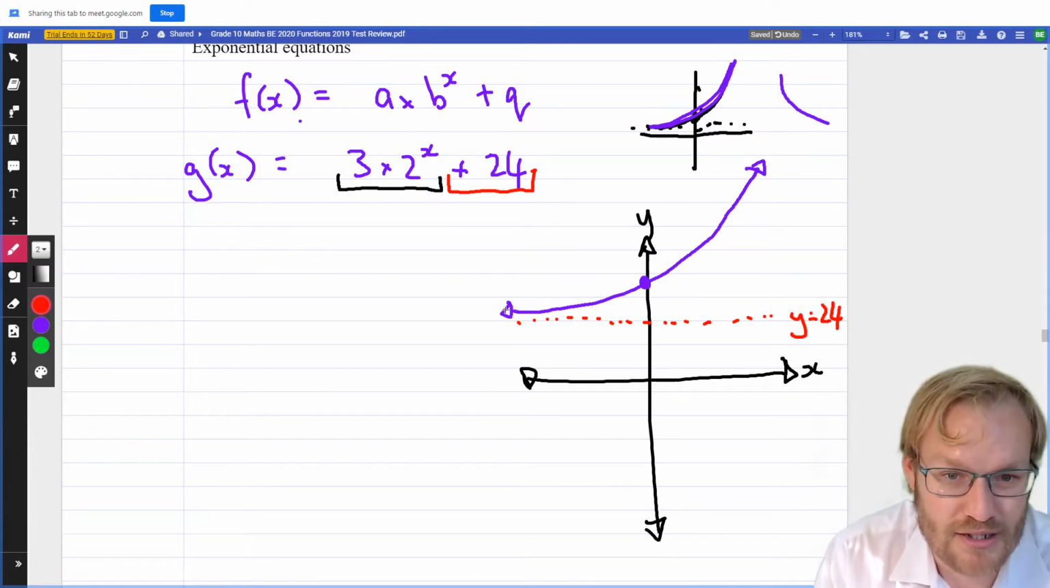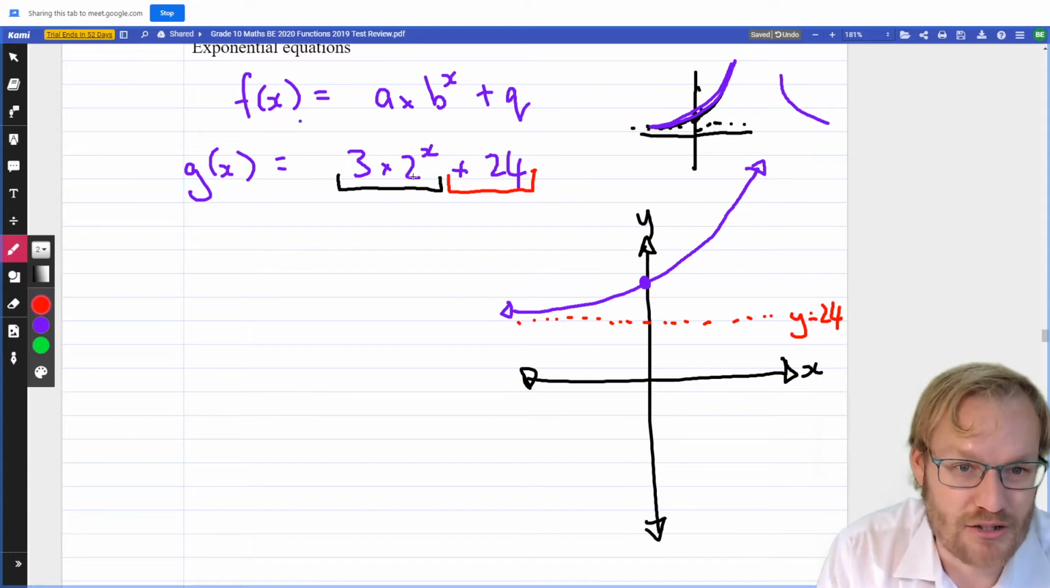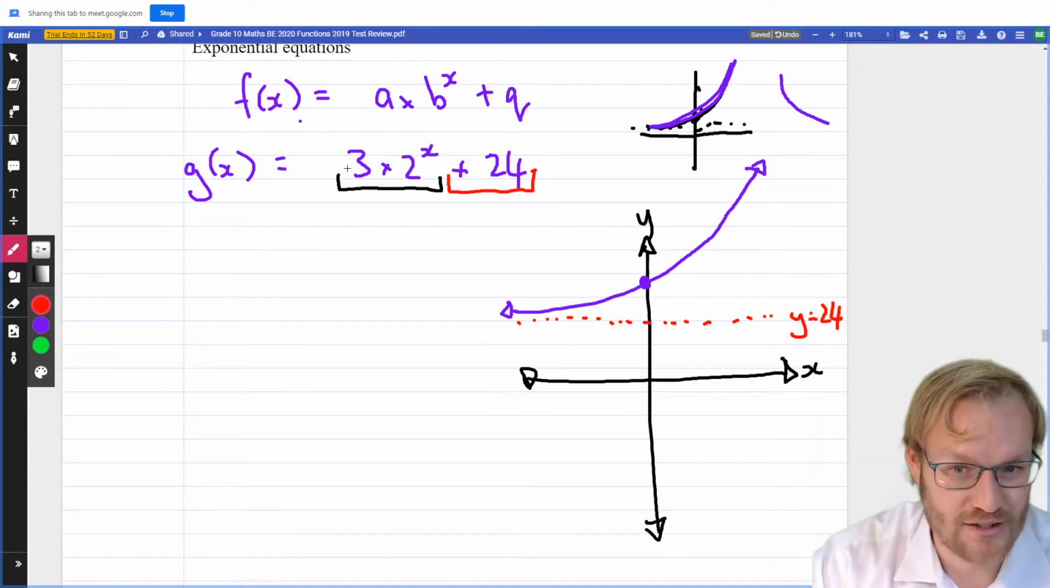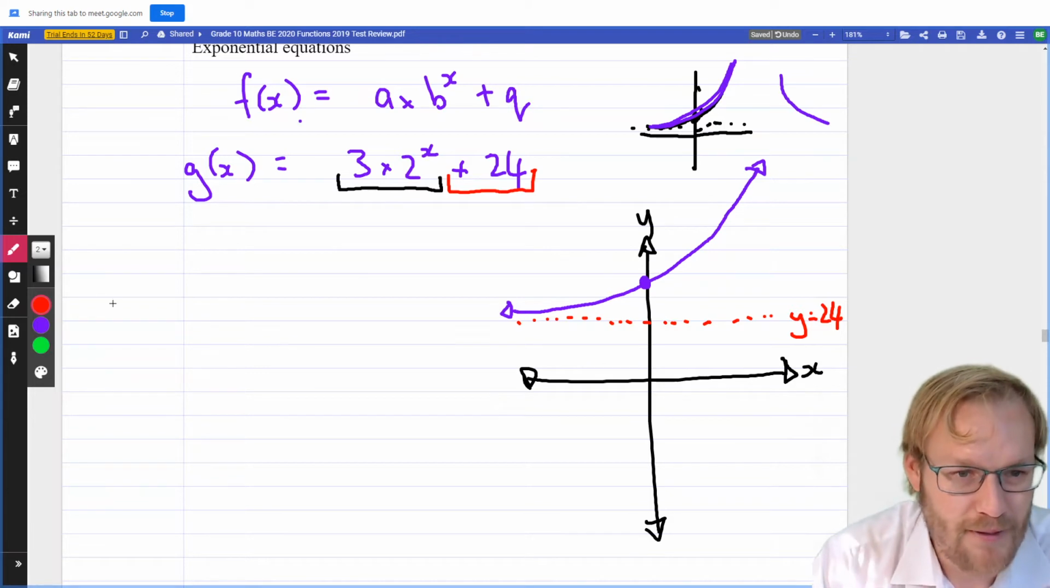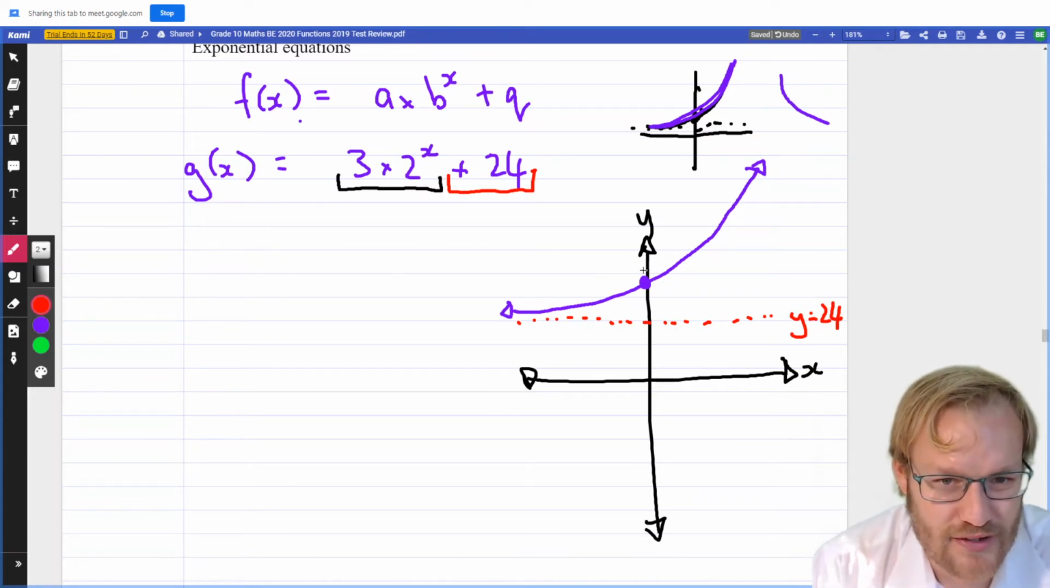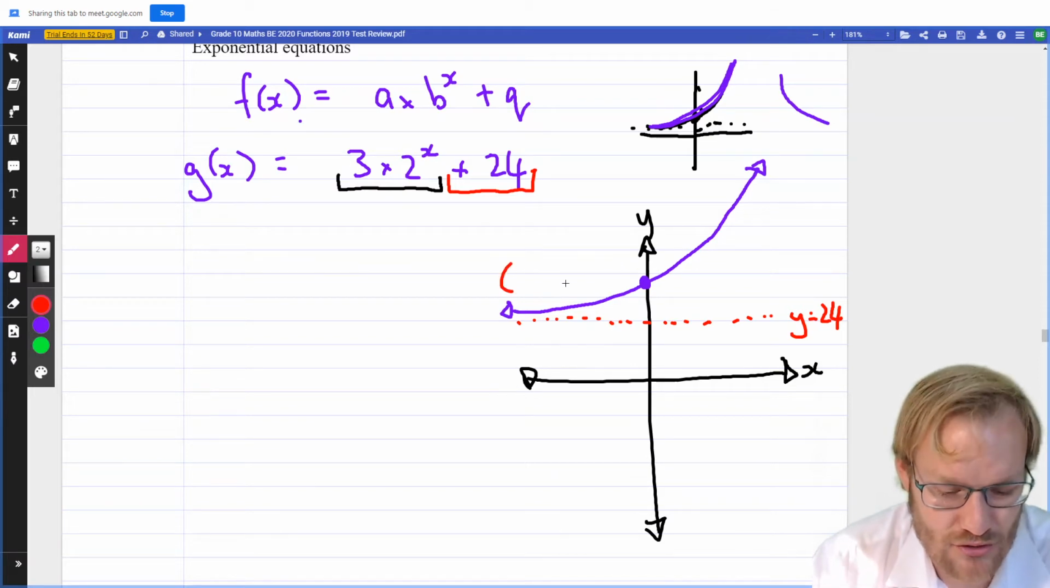And we do know that it's this kind of shape because it's a 2, it's not a half or a third, and we know that this is not a negative, so it has not reflected. So we have an idea of what this shape looks like. Now we can work out what this value is. And this value is kind of easy to work out always.